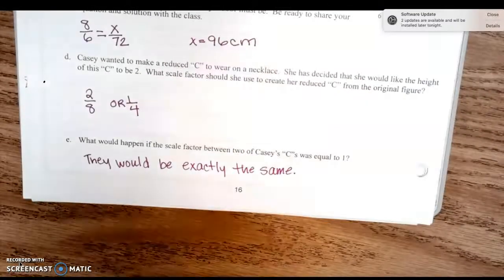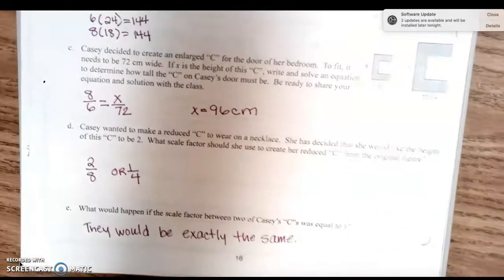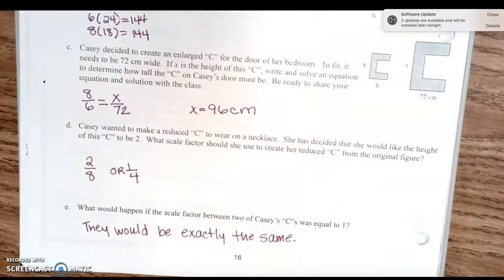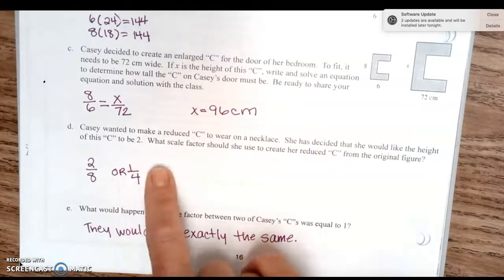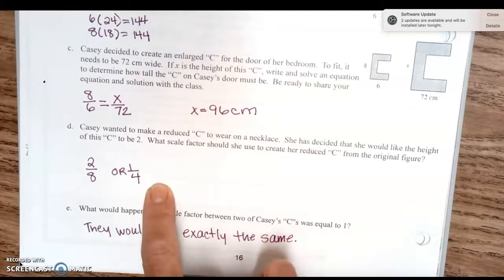Part D says, Casey wanted to make a reduced C to wear on her necklace. She has decided that she would like the height of this C to be 2. What scale factor should she use to create her reduced C from the original figure? So she could either use 2/8 or she could reduce it to 1/4. Okay?